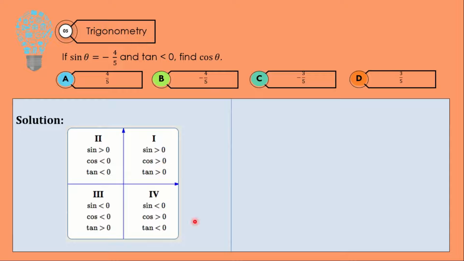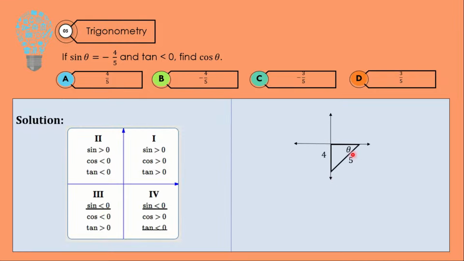This is important to determine the location of the triangle since we are taking the signs of the function into consideration. Now, since sine theta has a negative value, therefore the triangle is found in either quadrant 3 or 4. We still have another condition, tangent is less than 0 or negative, and since tangent is positive in quadrant 3, therefore a triangle shall be drawn in quadrant 4. Now we have the illustration.